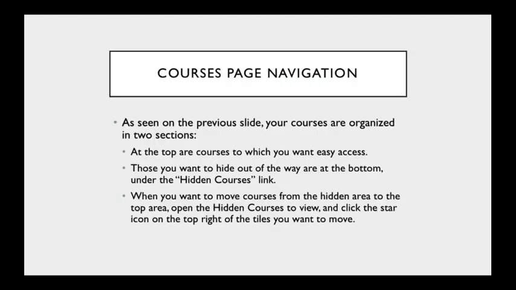Underneath that Hidden Courses link, if you want to move courses from that area to the top, you just click the star icon and they'll pop up in the Visible Courses section. It won't make them visible to students, but it will mean that you don't have to go hunting for them if you're working on developing a course for the next semester.